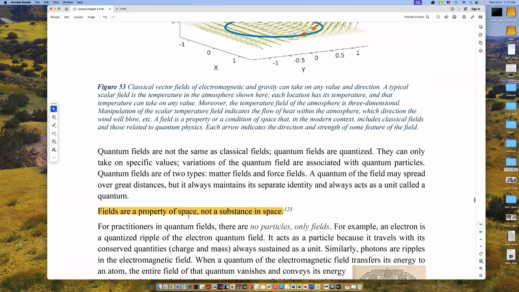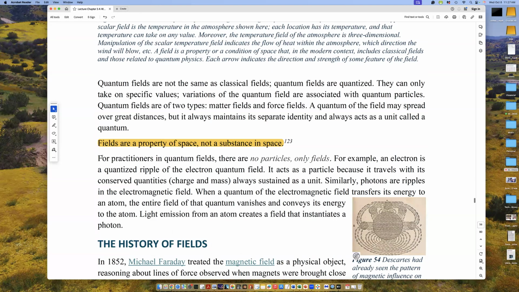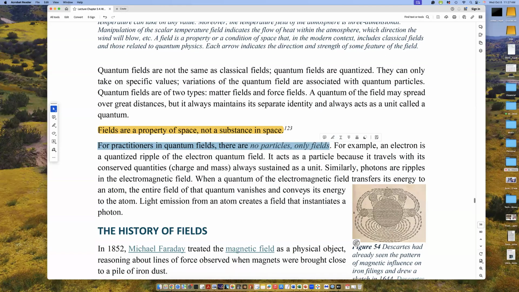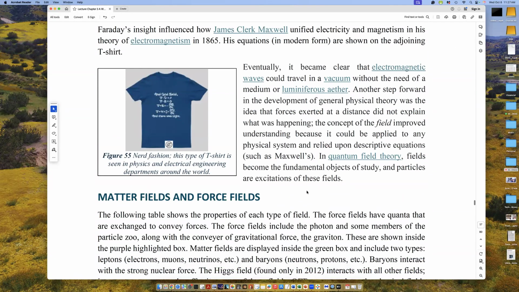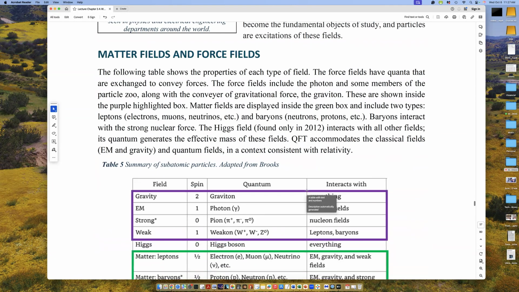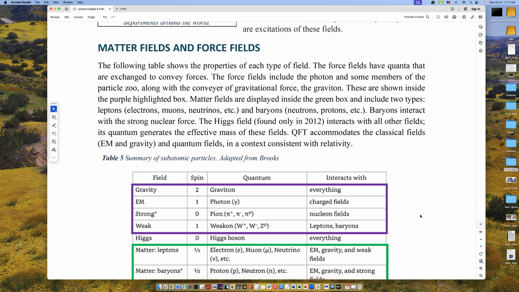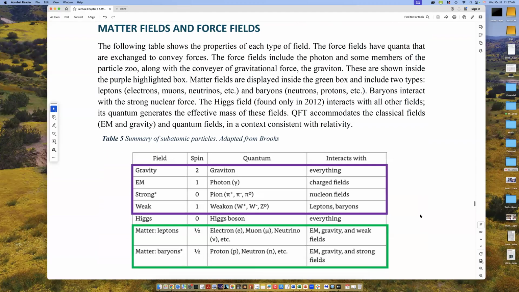And here I've highlighted a typical quote about fields. Fields are properties of space, not a substance. You can't see the field. If you disturb the field, you see the particles. But for practitioners in quantum fields, there are only fields. And the idea of fields dates back 200 years. So it was sort of around, it was a tool that could be exploited to describe the quantum world.